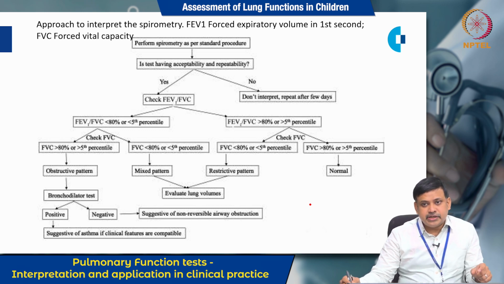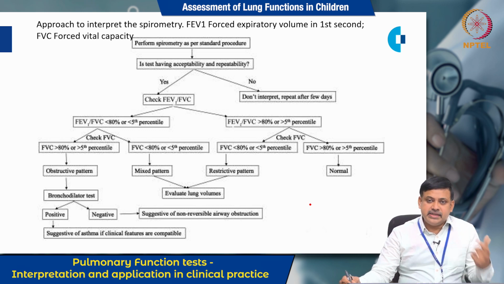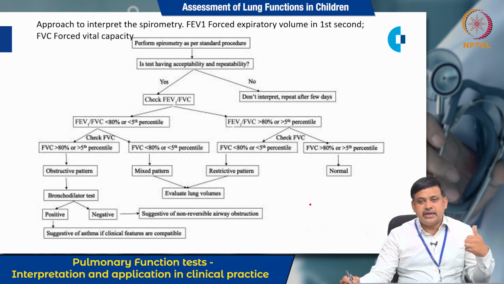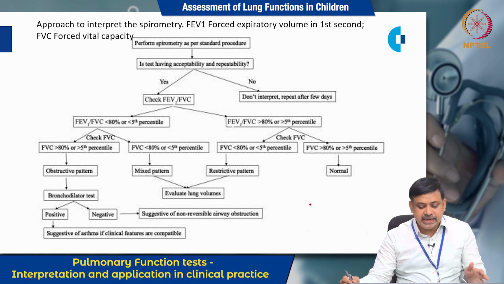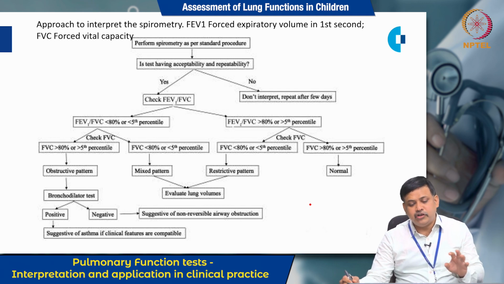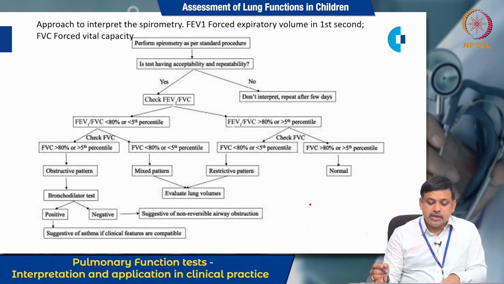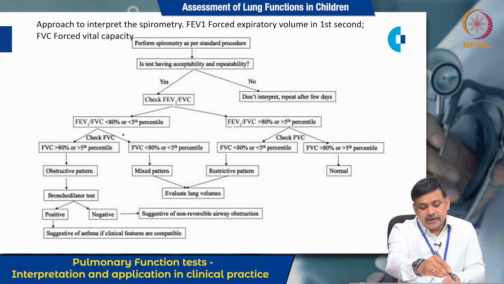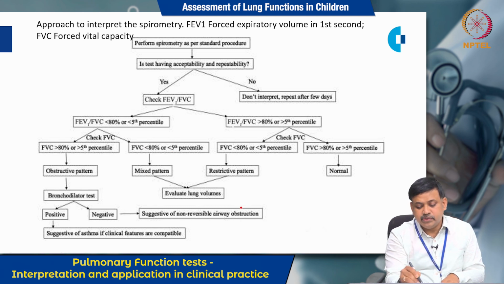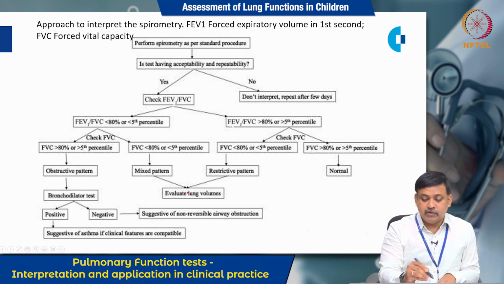When it is an obstructive pattern, you have to check whether it is truly obstructive. You can do a bronchodilator test, and if the bronchodilator test is positive, it is suggestive of asthma. If it is negative, it is suggestive of non-reversible airway obstruction. Suppose the FEV1/FVC ratio is less than 80% and the forced vital capacity is also less than 80%. Then it seems to be a mixed pattern, so you have to evaluate the lung volume.